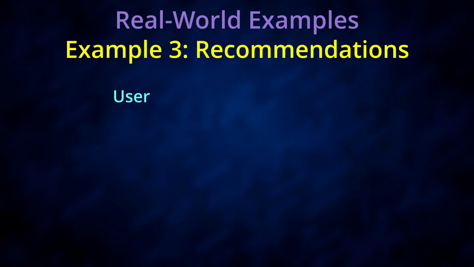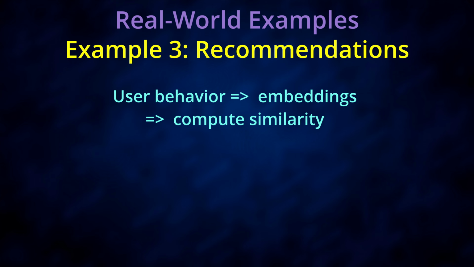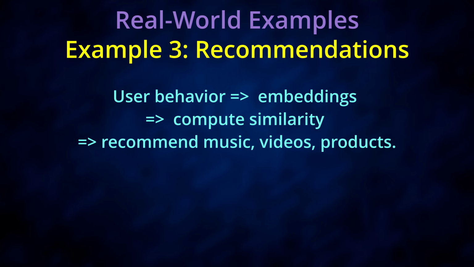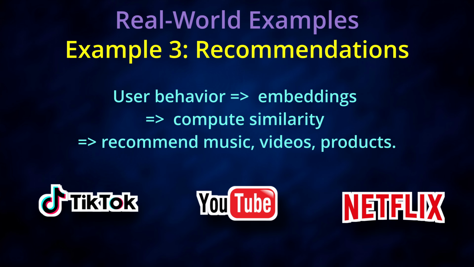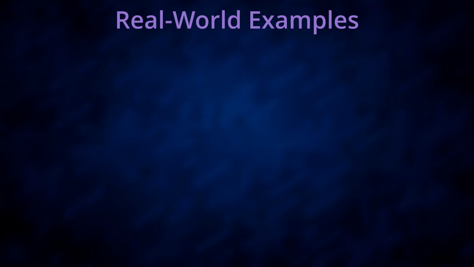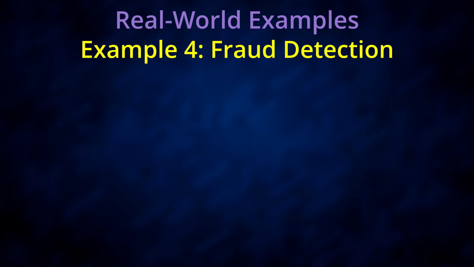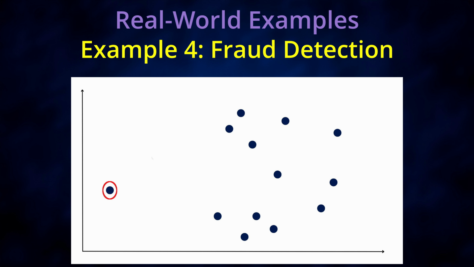Recommendations: user behavior, embeddings, compute similarity, recommend music, videos, products. This is how TikTok, YouTube, Netflix operate at scale. Fraud detection. Behavioral embeddings reveal anomalies that stand out far from the cluster.